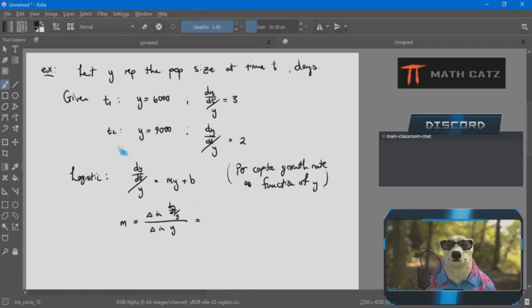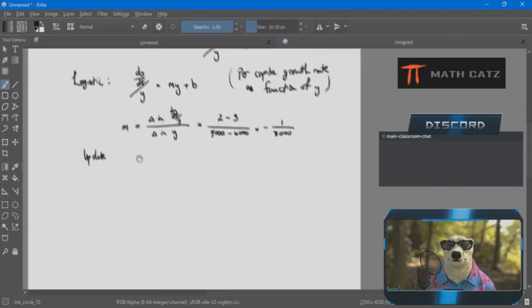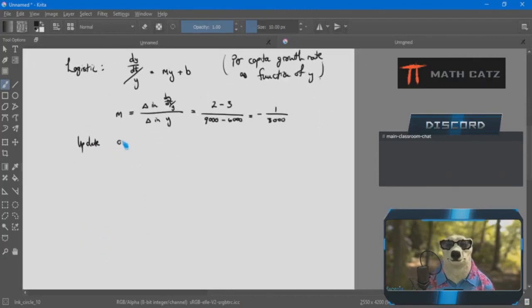So it's just the difference. Let's pick the first and the second point as I labeled them. So the change in the per capita growth rate is 2 minus 3 over the change in y that corresponds to that, 9,000 minus 6,000, and I get negative 1 over 3,000. Then I have to put that back in. So let's maybe update. Running out of space. That's okay.